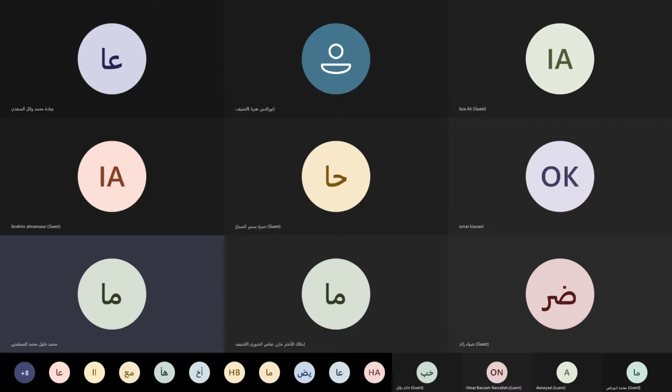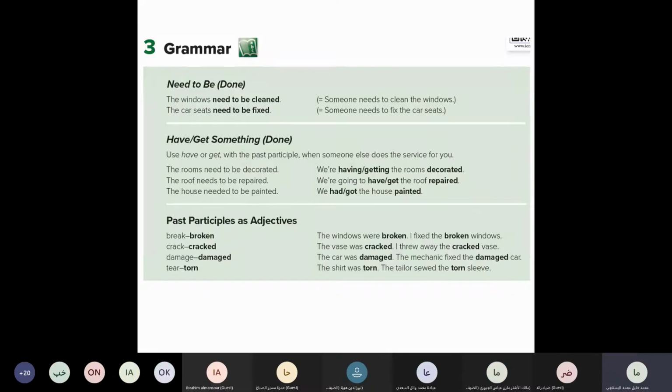Section. Here we have 3 different points that we are going to talk about. Look at your books on page 36. Together, we are going to read the examples, to read the rules, and to do the exercises.